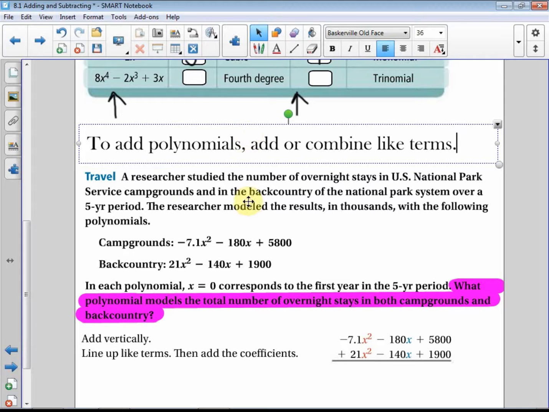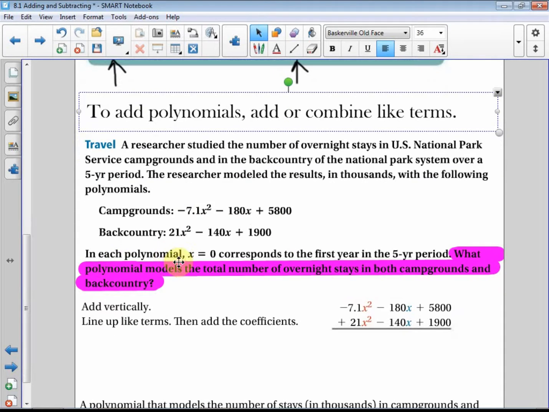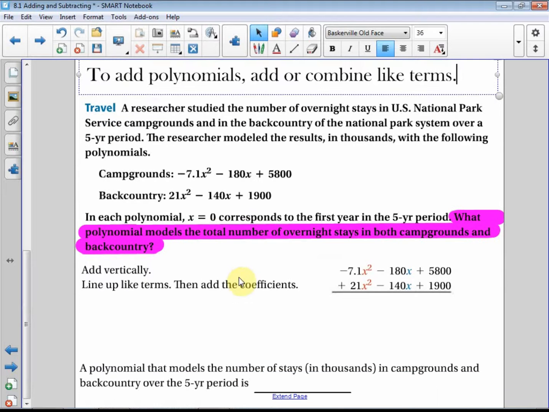1,900. So this is kind of a fluffy statement right here. It makes the math more appealing, more interesting. What we as Algebra Part 2 students are concerned about are the numbers. So in each polynomial, x equals 0 corresponds to the first year in a 5-year period. What I'm worried about is what's highlighted. It's not the greatest on your paper. It's super dark. I'm super sorry about that.